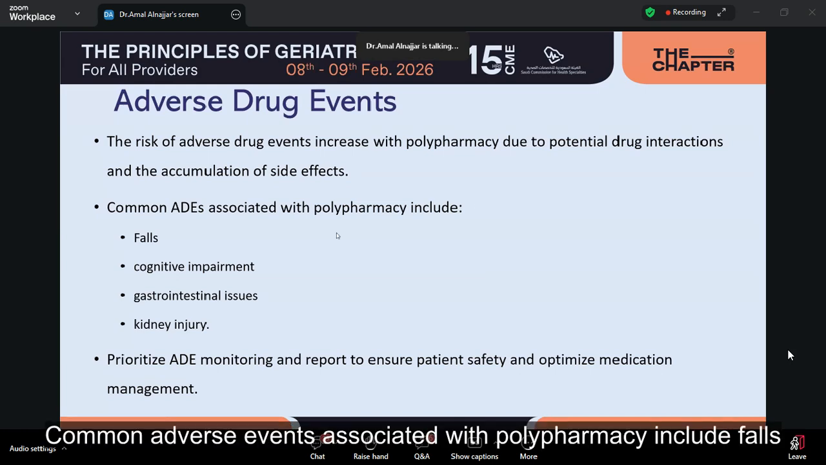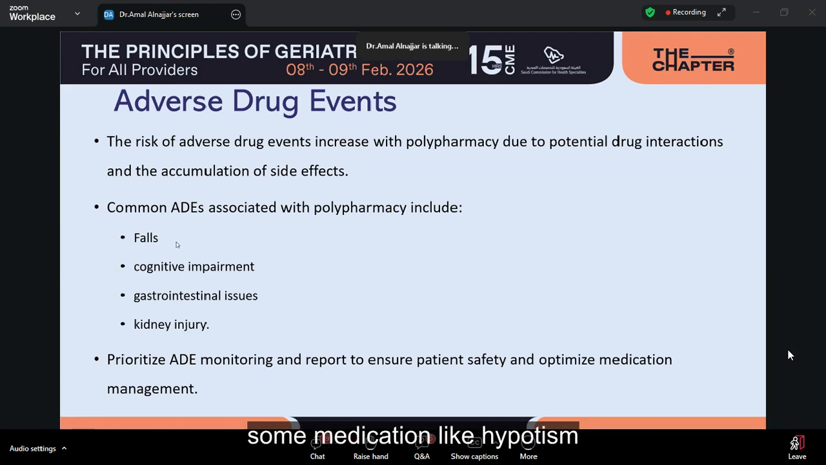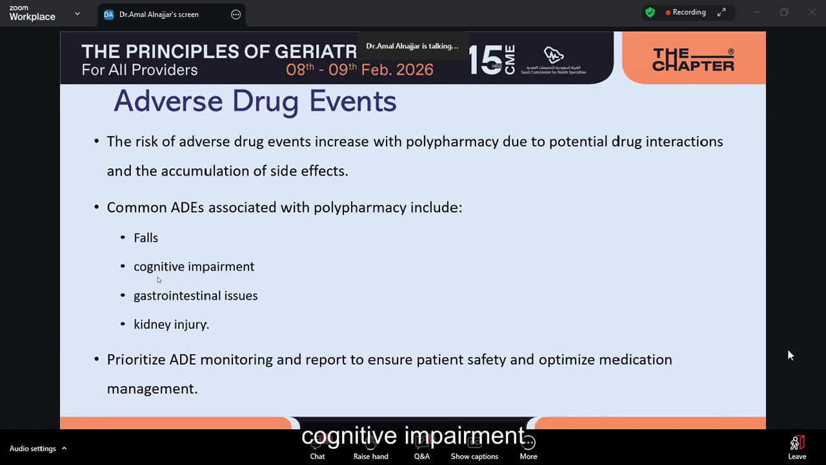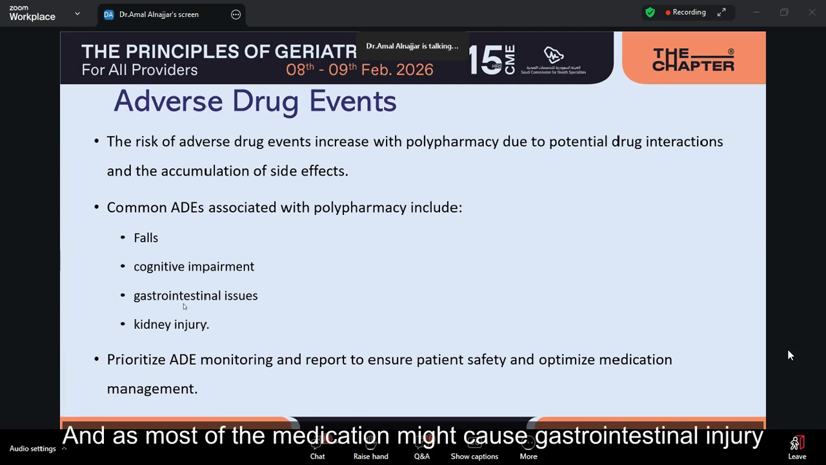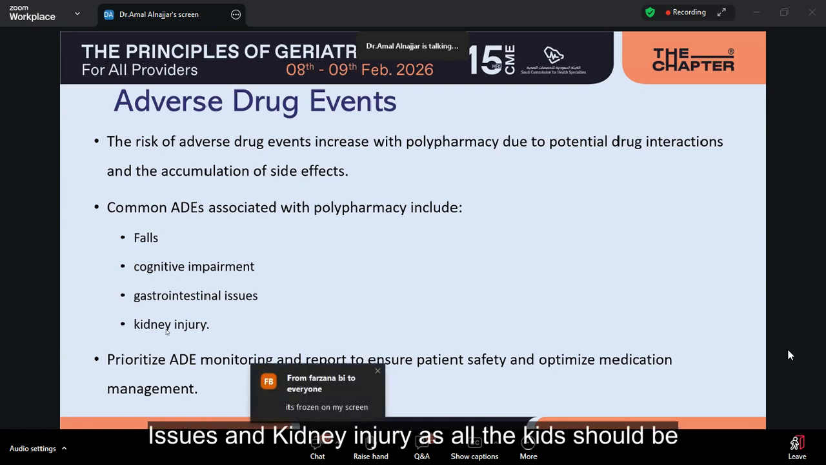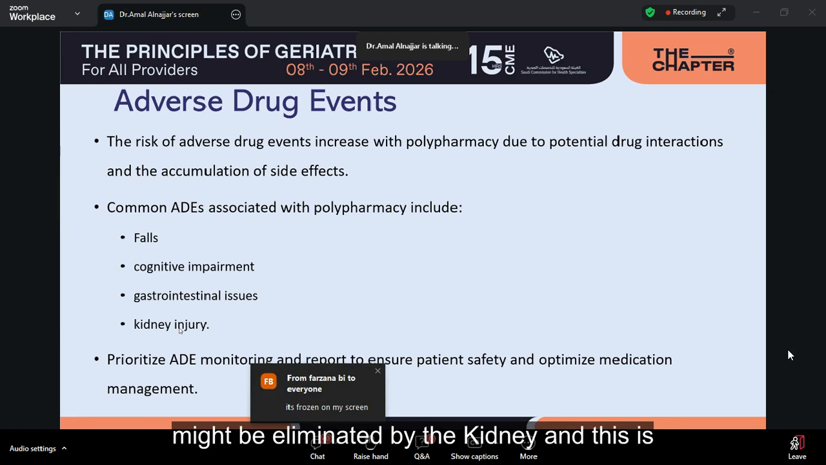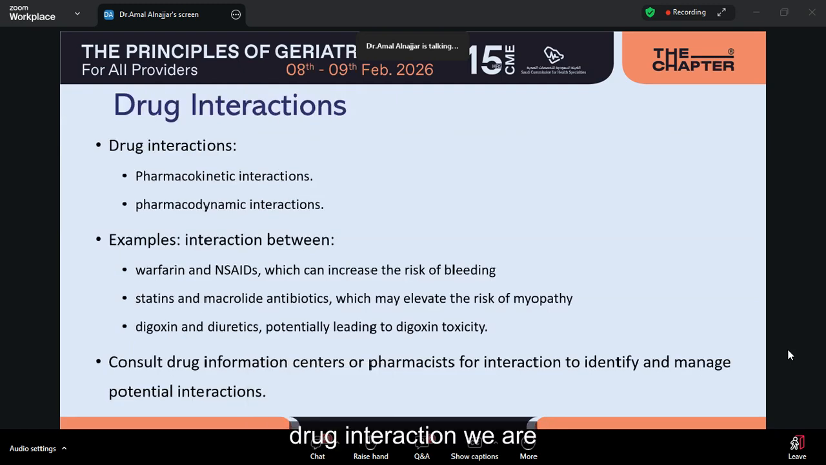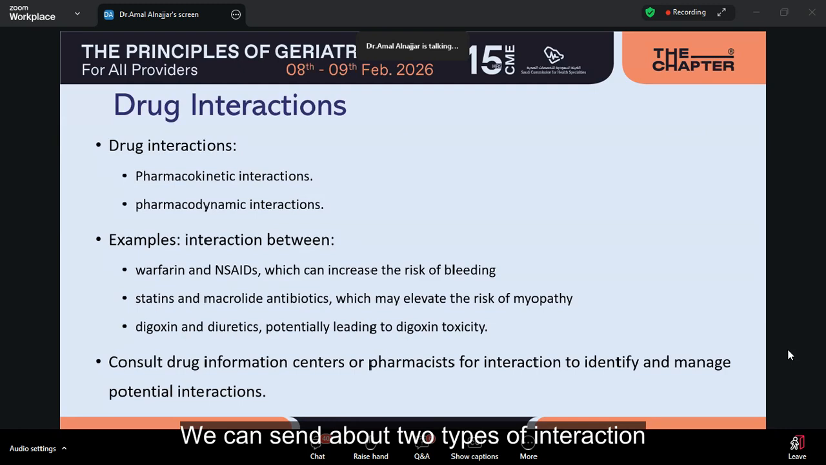Common adverse events associated with polypharmacy include falls. Some medications, like hypotensive medications, might cause hypotension, and when the patient stands, there is no balance in his blood circulation, he might fall down. Cognitive impairment: some medications might cause delusion, deep sleep, cognitive impairment. And most medications might cause gastrointestinal injury, erosion, which we call gastrointestinal issues, and kidney injury, as most of them are eliminated by the kidney, and this might cause kidney injury. Drug interaction: we are concerned about 2 types of interaction, pharmacokinetic interactions and pharmacodynamic interactions.